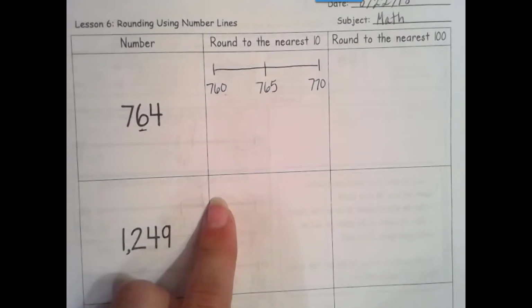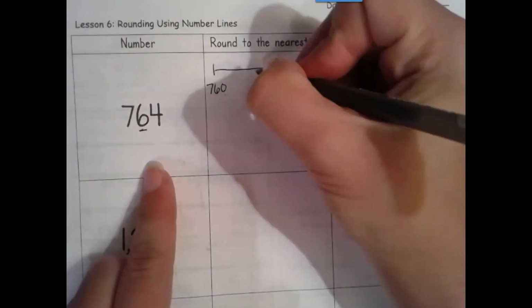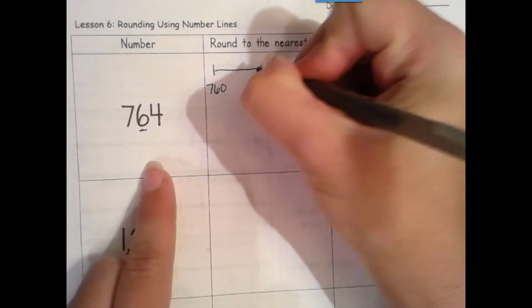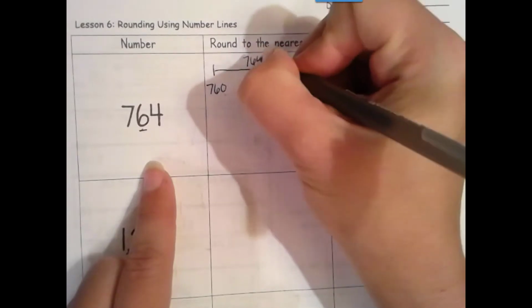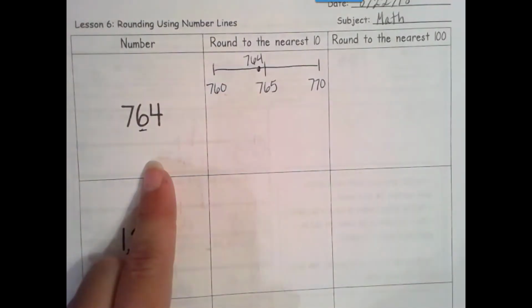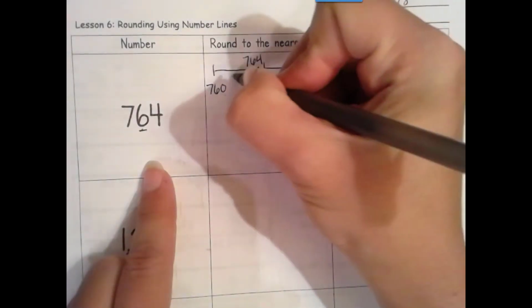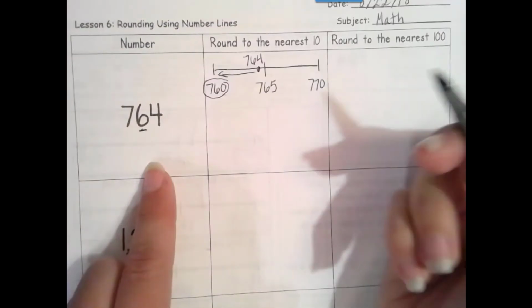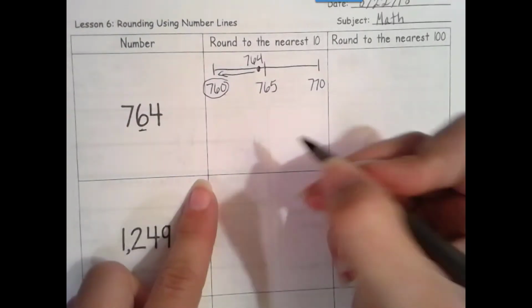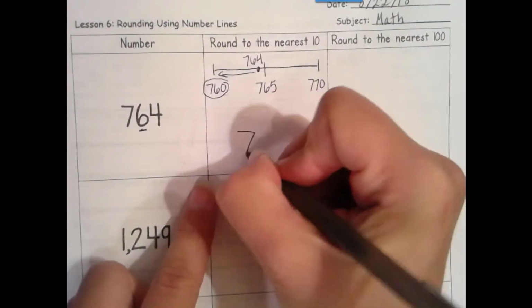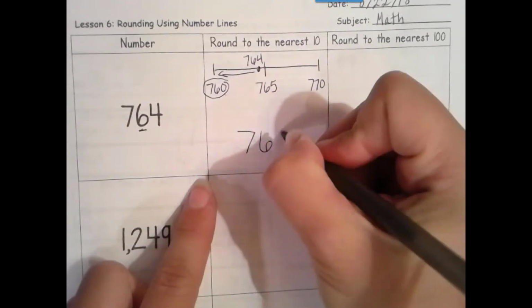Now we want to figure out where 764 would be. Well, it's right before 765. So which is it closer to? Which round number is it closer to? It is closer to this one. It's closer to this one. So our nearest 10, or if we round to the nearest 10, we get 760.